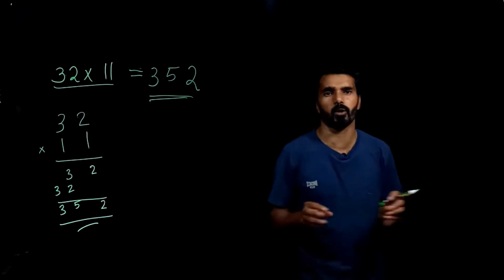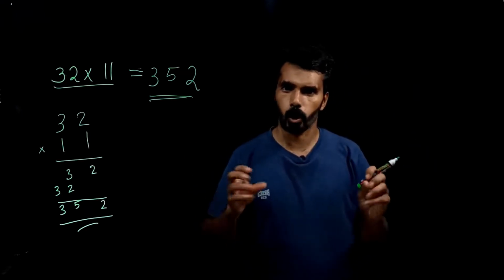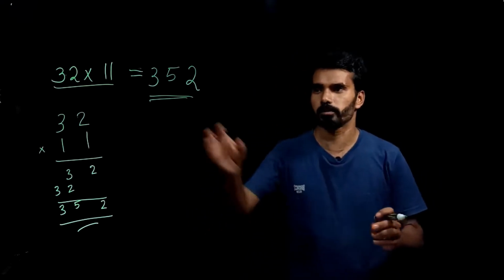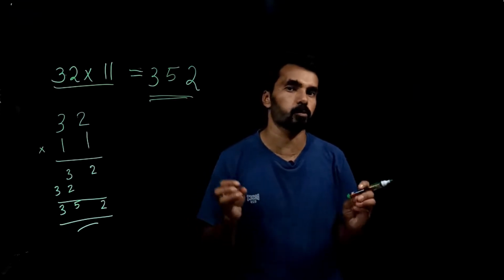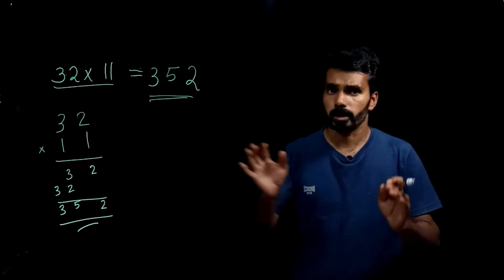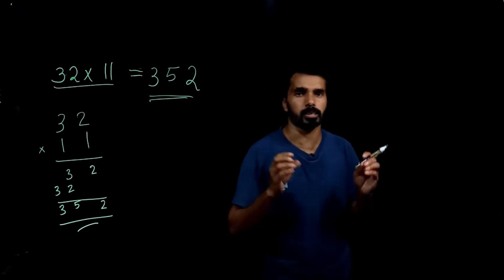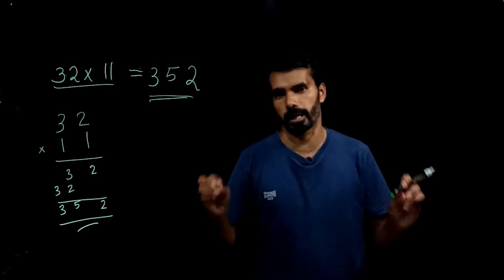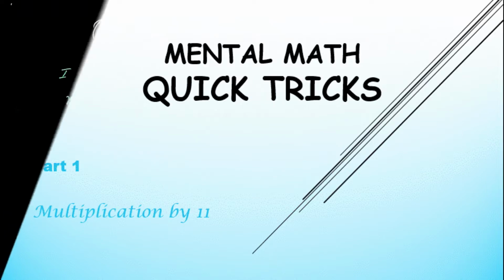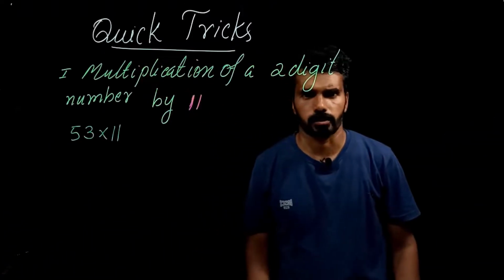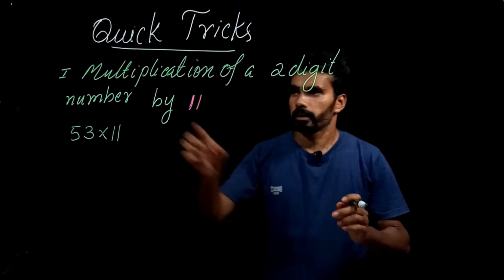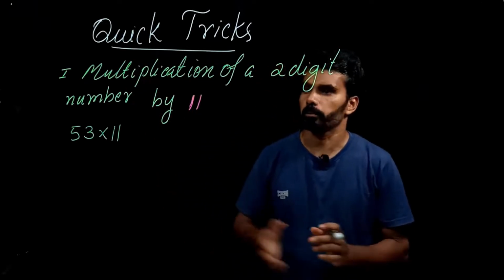It will be very interesting for school-going students, and not only for these small ones, even elders will find it interesting, and it will be helpful for fast and easy calculations. So this is the technique we are going to discuss today, that is to multiply a two-digit number by 11. Okay, let us see. So, some quick tricks. Today we are going to discuss the first quick trick, that is multiplication of a two-digit number by 11.